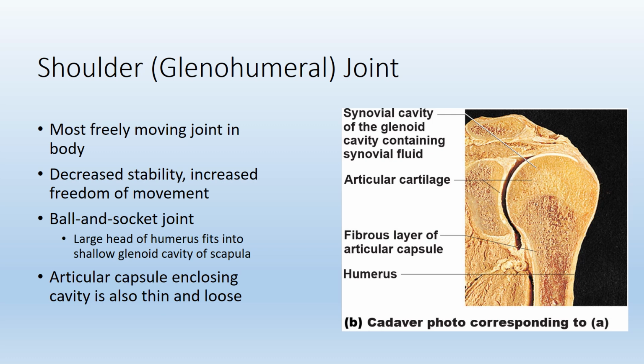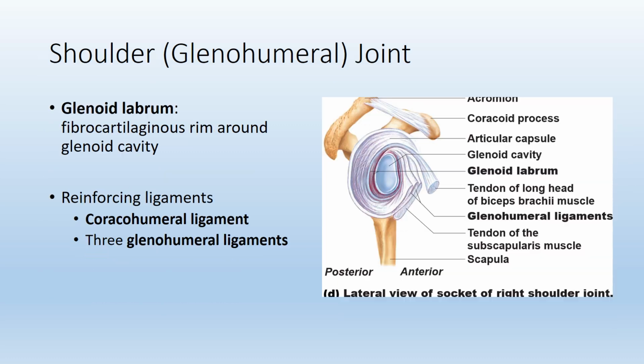If you are looking at the cadaveric specimen in the image to the right, you are able to see the glenoid cavity and how small it is compared to the head of the humerus. Again, this articulation is covered by an articular capsule, but similar to the knee, it's very thin and also loose. There are also several ligaments as well as fibrocartilage associated with the shoulder joint to try to reinforce it and provide some sort of stability.